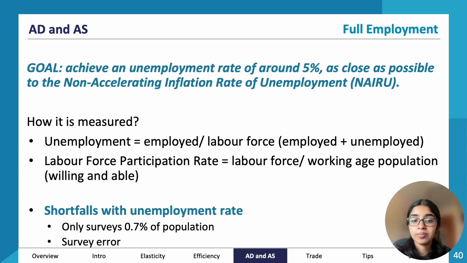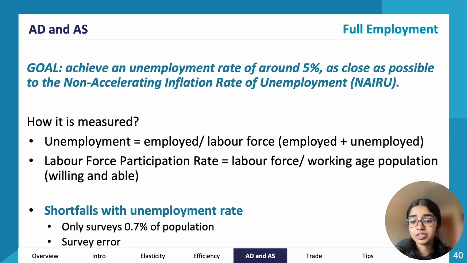How is it measured? If you want to see who's unemployed, you look at the labor force, which is employed plus unemployed. The unemployment rate is unemployed divided by the labor force. So the labor force is everyone who's employed or unemployed. Then there's the labor force participation rate, which is the labor force divided by the working age population. It tells you how many people out of all the working age population are willing and able to work.